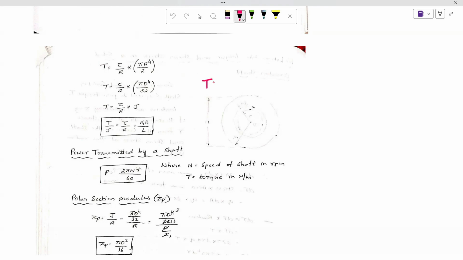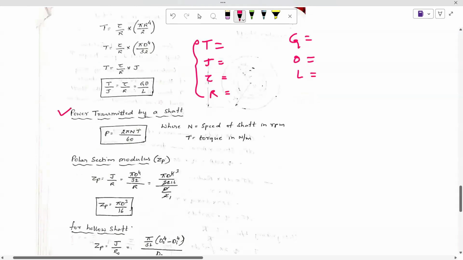So here T is the torque, J is the polar moment of inertia, tau is the shear stress, R is the radius of the shaft, G is the modulus of rigidity. So theta is the angle of twist, L is the length of the shaft. Okay, so these are the terminologies we are going to use in the torsion of shaft.